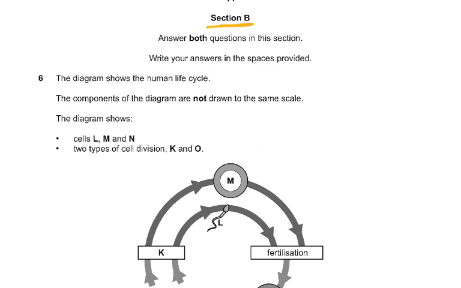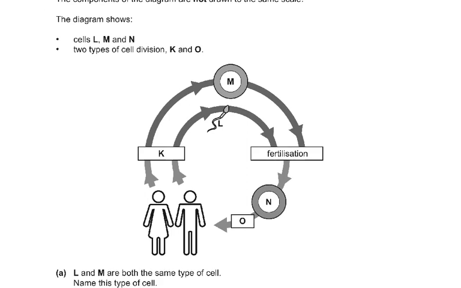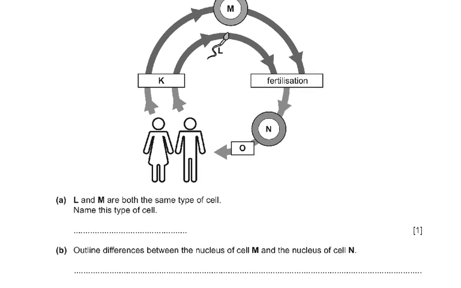Now, coming to section B, answer both questions in this section. We all know that. Write your answers in the spaces provided. The diagram shows a human life cycle. The components of the diagram are not drawn to the same scale. The diagram shows cells L, M, and N, and two types of cell division K and O. L and M are both the same type of cell. Name this type of cell.